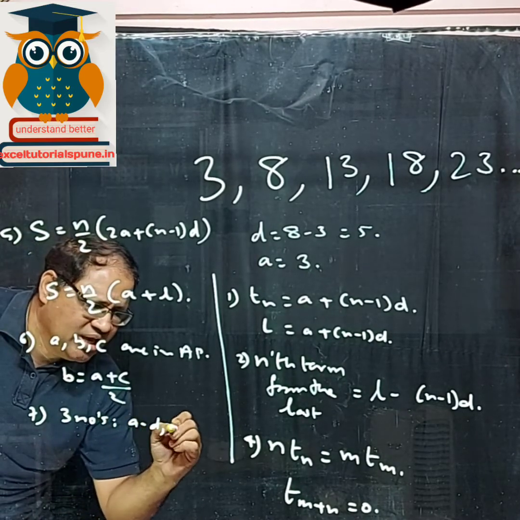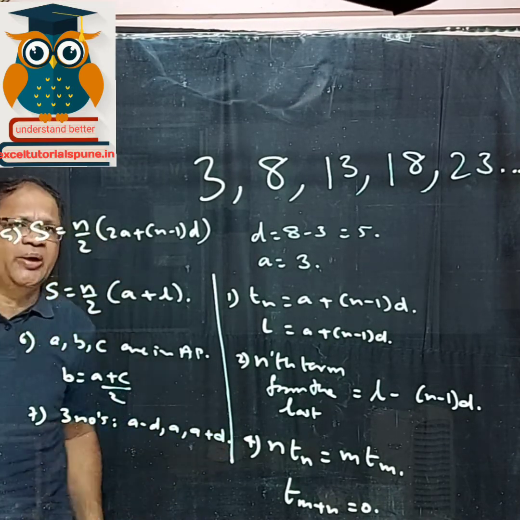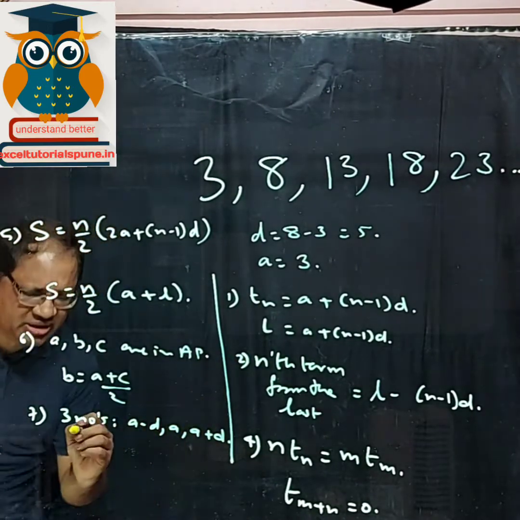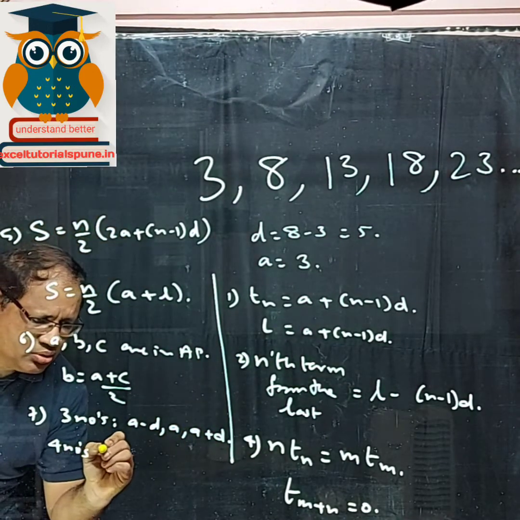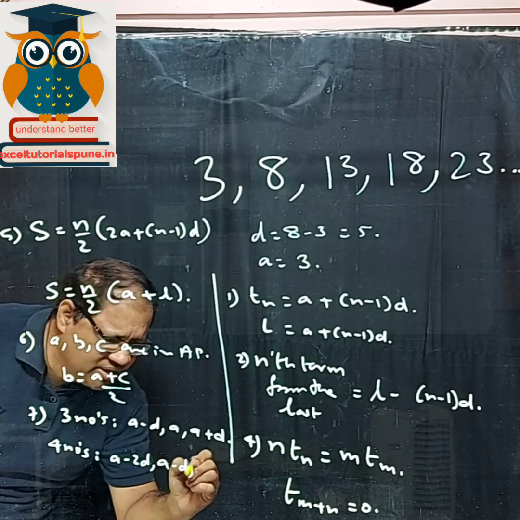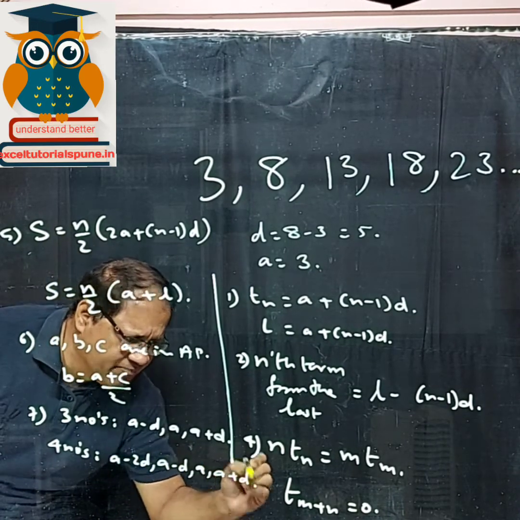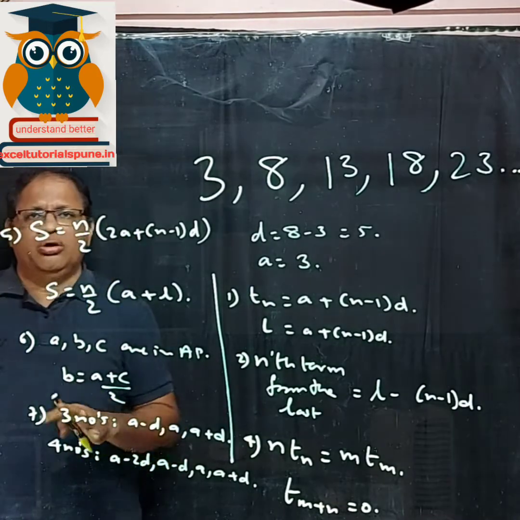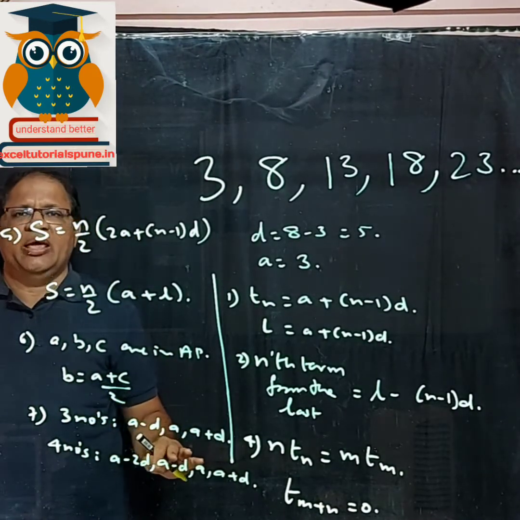A minus D, A plus D. Now supposing you take four numbers in AP, you have to take them like this: A minus 2D, A minus D, A plus D. Remember that.